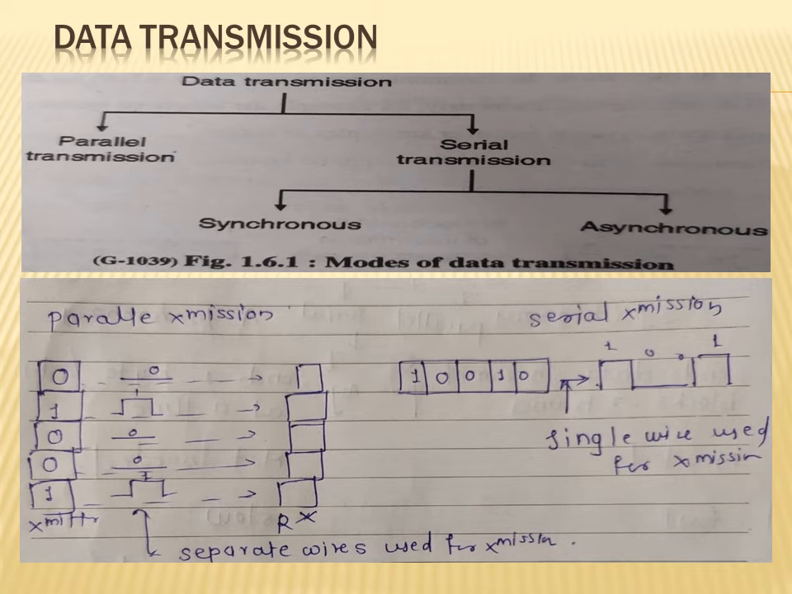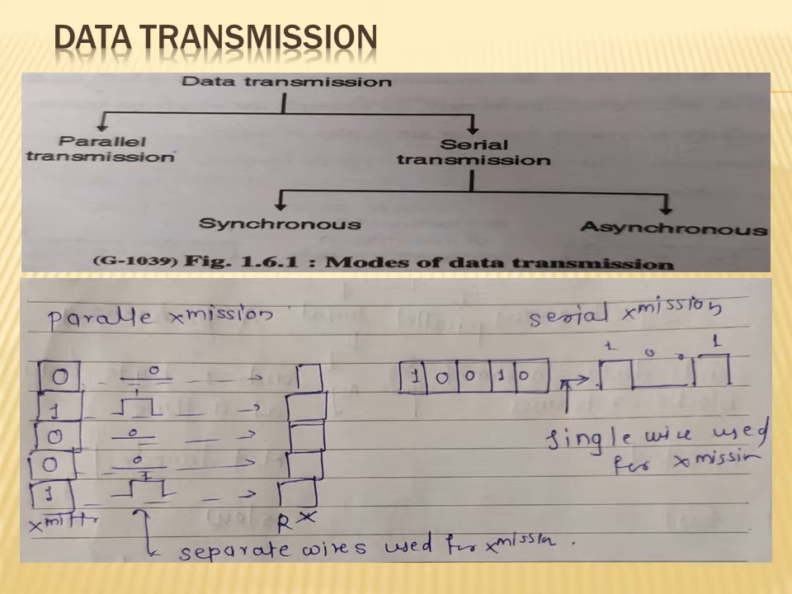Next one is data transmission. So what is data transmission? Data transmission means the movement of data in the form of bits between two or more digital devices.